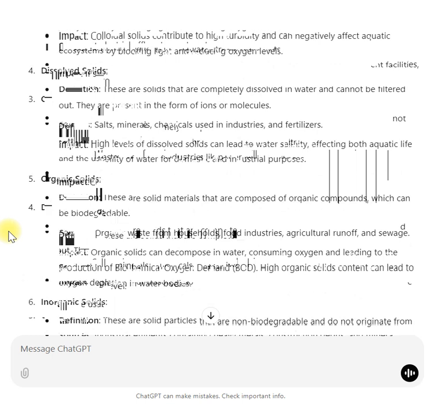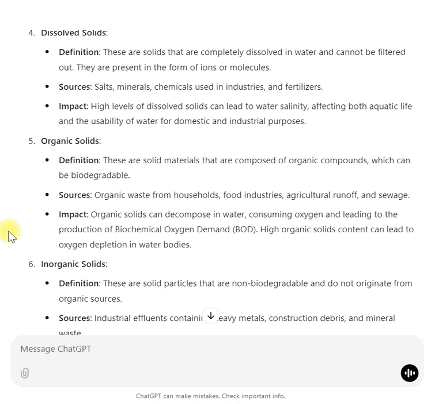5. Organic solids. Definition: these are solid materials that are composed of organic compounds, which can be biodegradable. Sources: organic waste from households, food industries, agricultural runoff, and sewage. Impact: organic solids can decompose in water, consuming oxygen and leading to the production of biochemical oxygen demand, BOD. High organic solids content can lead to oxygen depletion in water bodies.